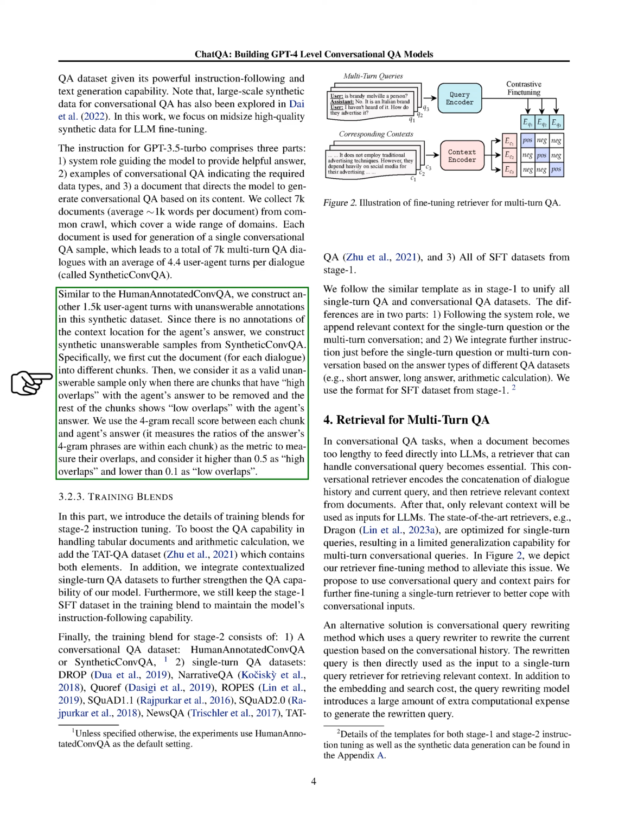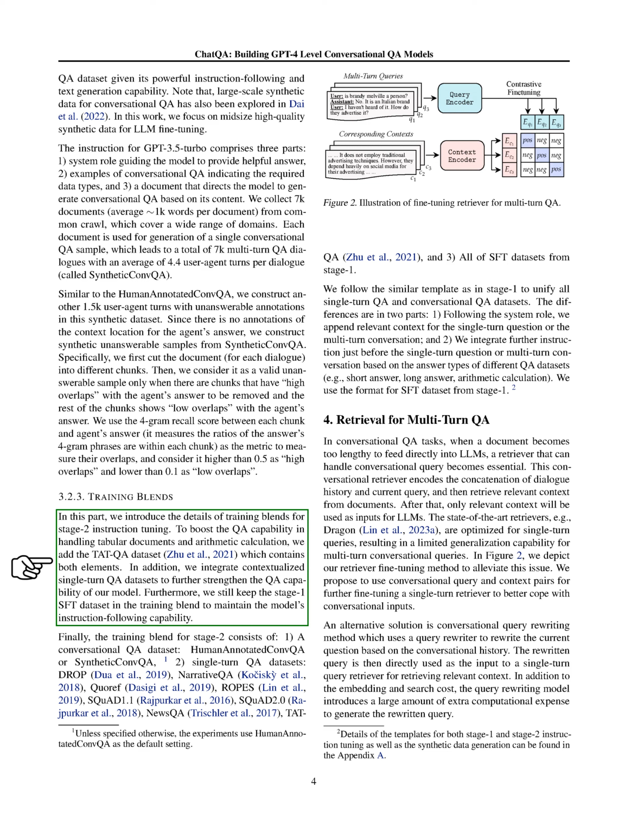Since we don't have context location annotations for the agent's answer, we create synthetic unanswerable samples from synthetic Conv-QA. We do this by dividing each document into different sections, and only considering it a valid unanswerable sample if there are sections that have a lot of overlap with the agent's answer that can be removed, and the remaining sections have little overlap with the agent's answer. We use a 4-gram recall score to measure overlap, considering a score higher than 0.5 as high overlap, and lower than 0.1 as low overlap.